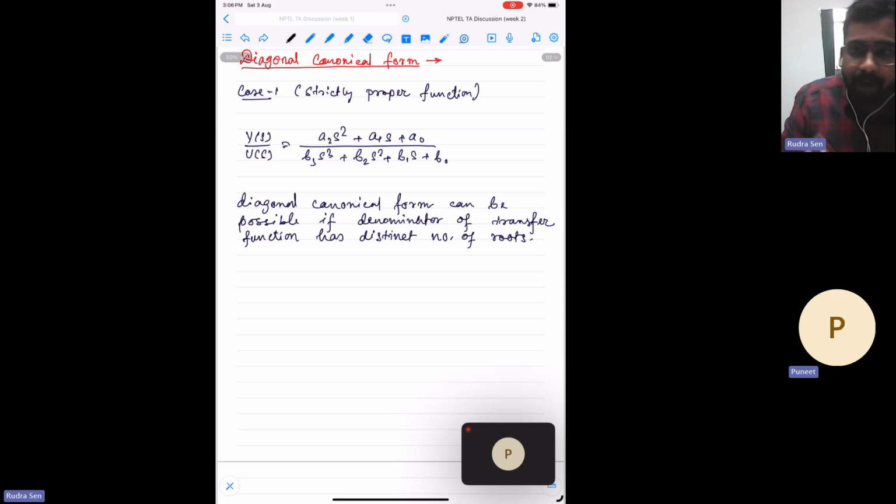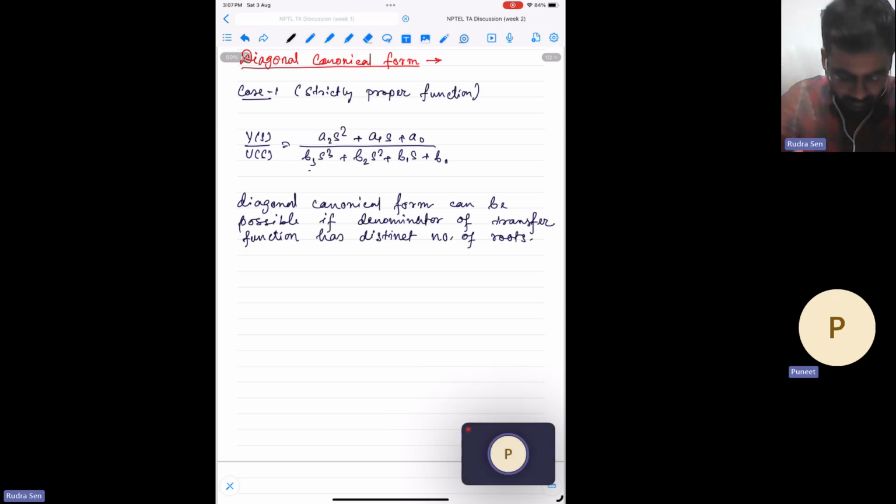You mean distinct poles. Yes, distinct poles or distinct roots. The poles are the roots of the denominator and the zeros are the roots of the numerator. So distinct poles, distinct roots, distinct eigenvalues are all a similar kind of thing.